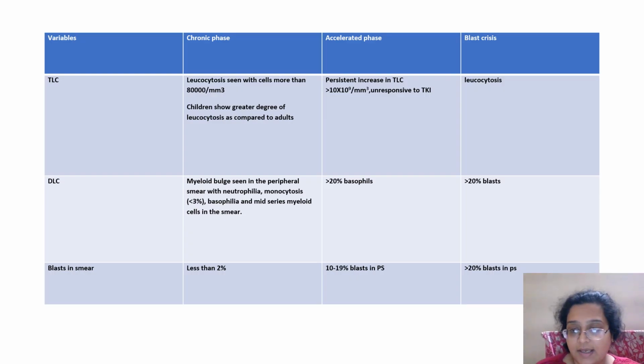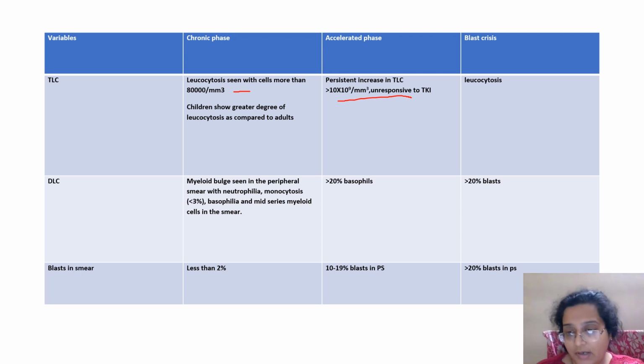So things have changed. This is a table from the book, where as I said, the leukocytosis, initially we used to take it as more than 1 lakh, now we take it as more than 80,000. Children show a greater degree of leukocytosis as compared to adults. As I said, WHO documents the fact that children also suffer from CML. Persistent increase in TLC. So now what I've done in my book is made a table to compare. TLC can be around 80,000 to 1 lakh in chronic. It will be more than 1 lakh in accelerated, and in blast crisis there can be any TLC.